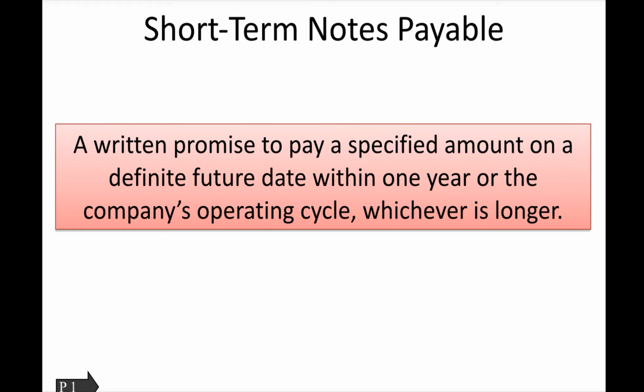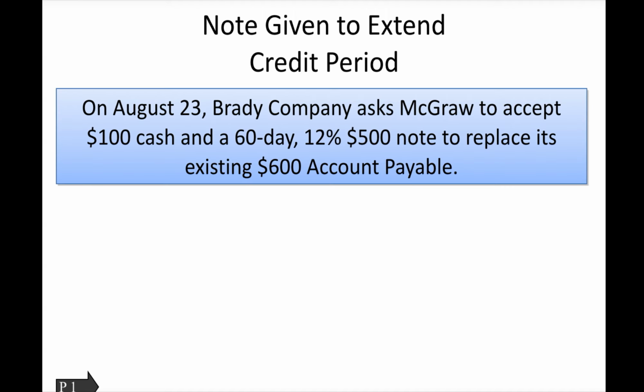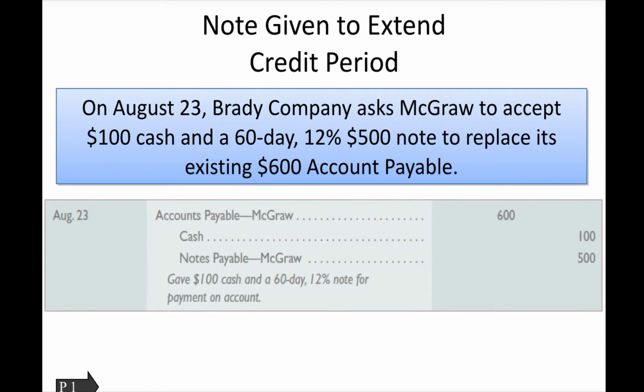Like I said, just a brief definition of the short-term note payable. But again, at the outset here, I guess I should read what this particular scenario is asking for. August 23rd, Brady Company asks McGraw to accept $100 cash and a 60-day 12% $500 note to replace its existing $600 account payable.